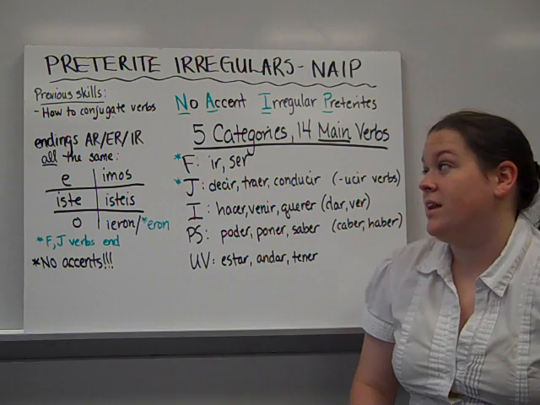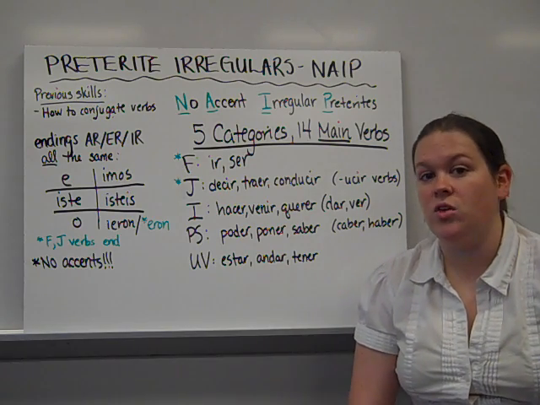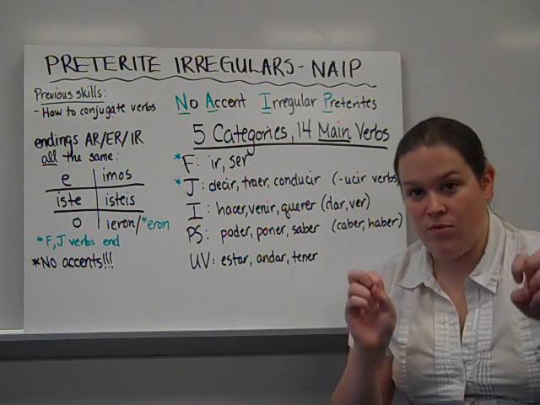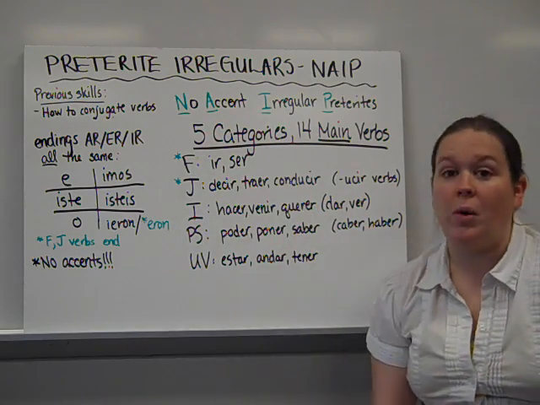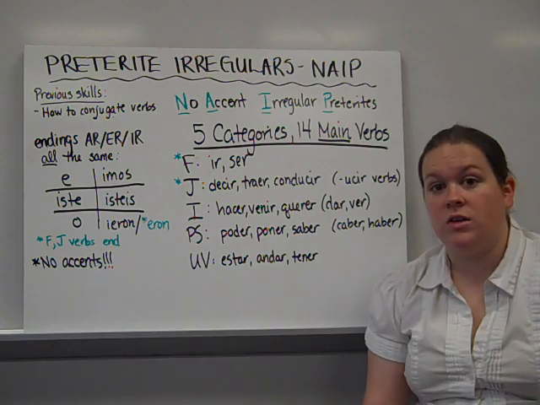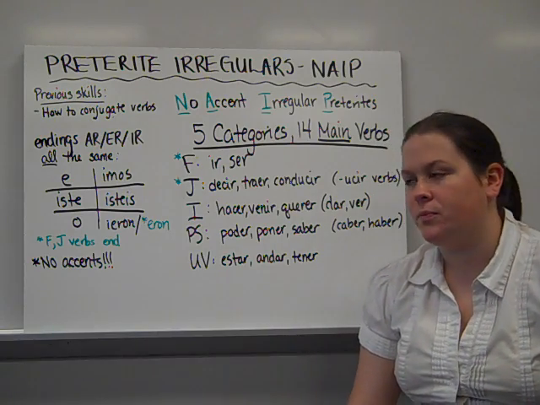This is Senorita Walker, and we are talking about preterite irregular verbs, specifically NAIP verbs. And that stands for no accents, irregular preterites. So these are preterites without any accents in them.